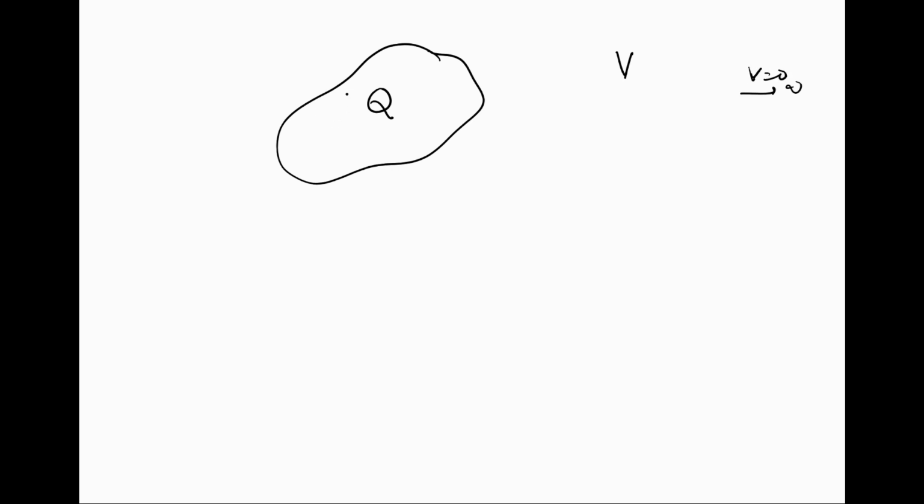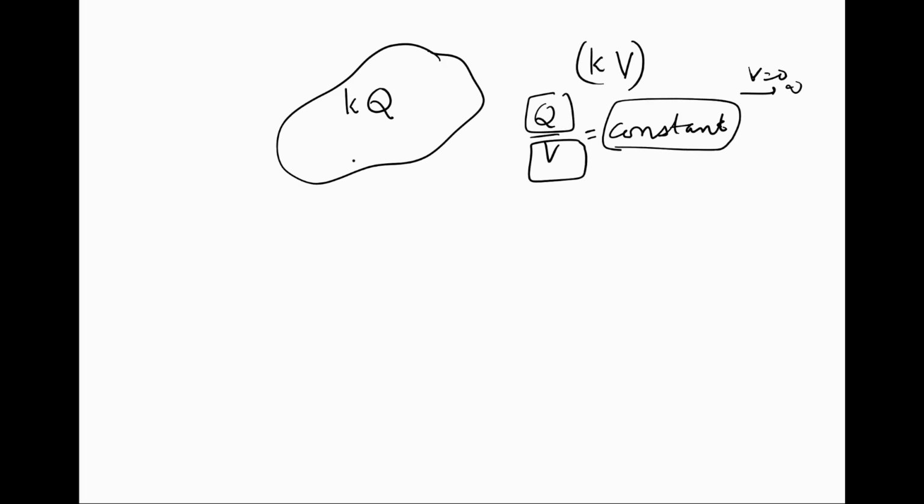Now if I increase this charge by a factor k, you see that this voltage will also rise to kV, meaning by the same factor k. So you see that this ratio q over V is a constant. This does not depend on the charge as well as the voltage. This constant just depends upon the configuration of this conductor and the media in which it is present. So this constant is called capacitance, and its value just depends on the geometry of the conductor and the media.